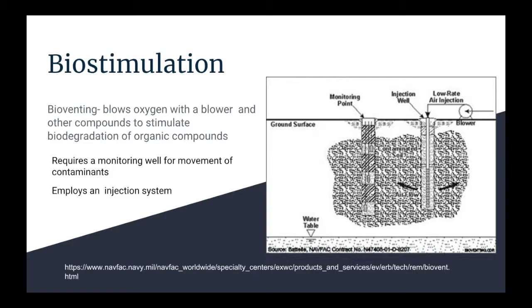Another method is biostimulation, which uses bioventing that blows oxygen and other compounds with a blower to stimulate biodegradation of organic compounds. Bioventing uses low airflow rates to provide only enough oxygen to sustain microbial activity in the vital zones. It requires monitoring wells for movement of contaminants and employs an injection system which applies the additives to the subsurface. It requires multiple equipment like compressors and ventilators.